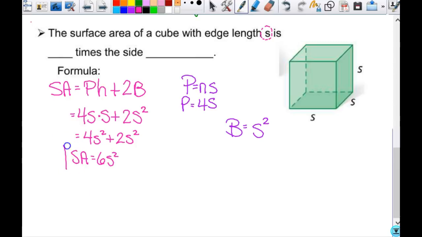Now, is there another way we could have come up with the formula? Yeah, there's 6 squares. They're all the same. So 1 square is s squared. I multiply it by 6. It's the same thing. You get it either way. So the surface area of a cube with edge length s is 6 times the side squared.